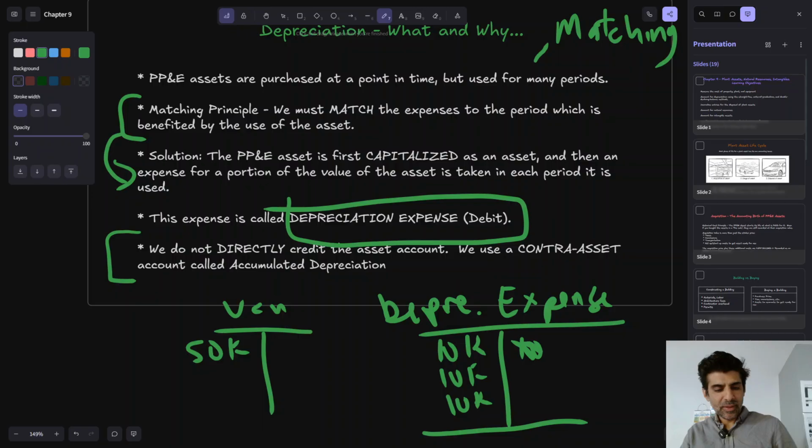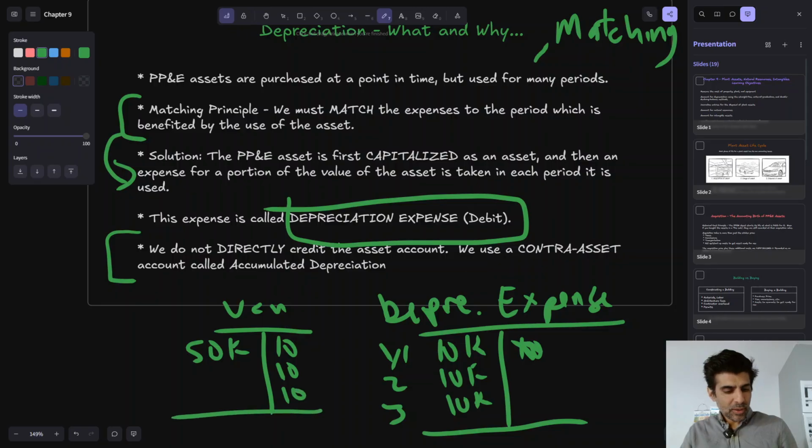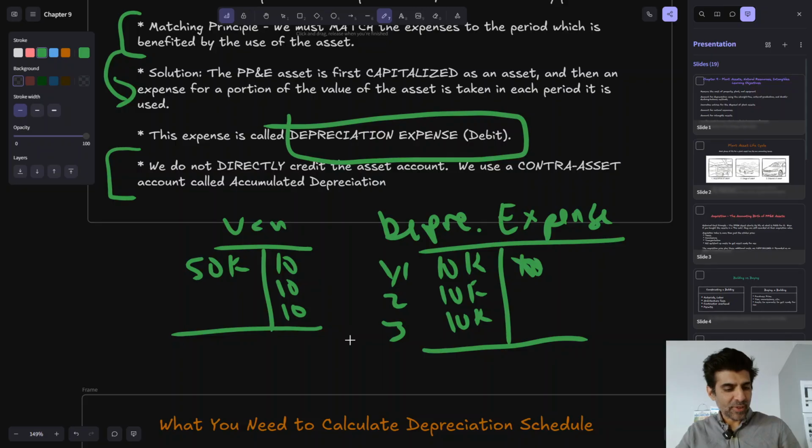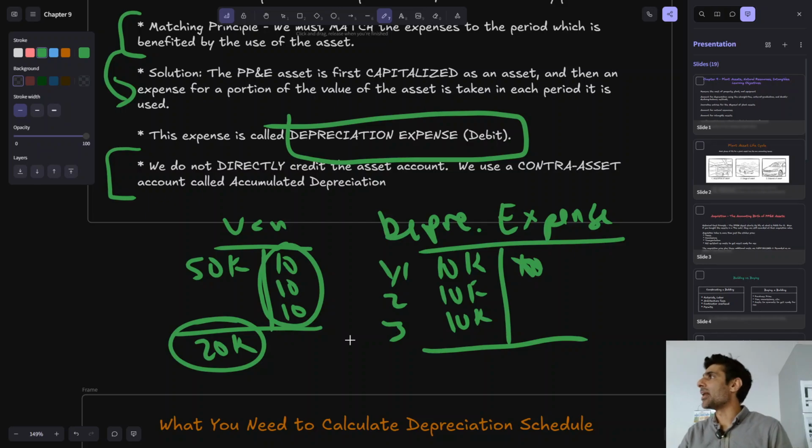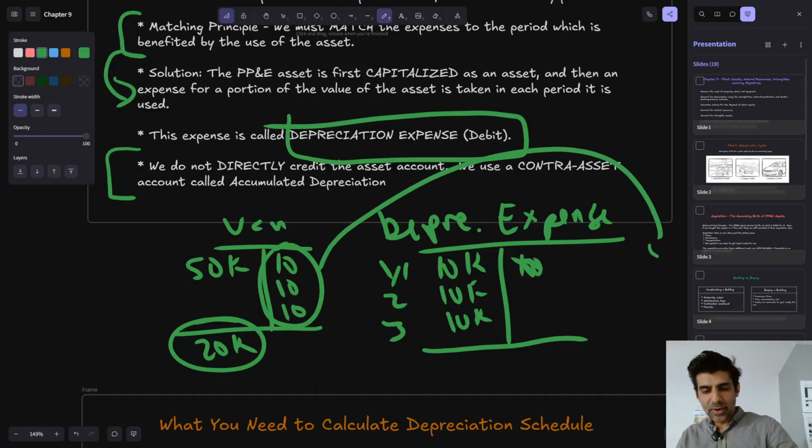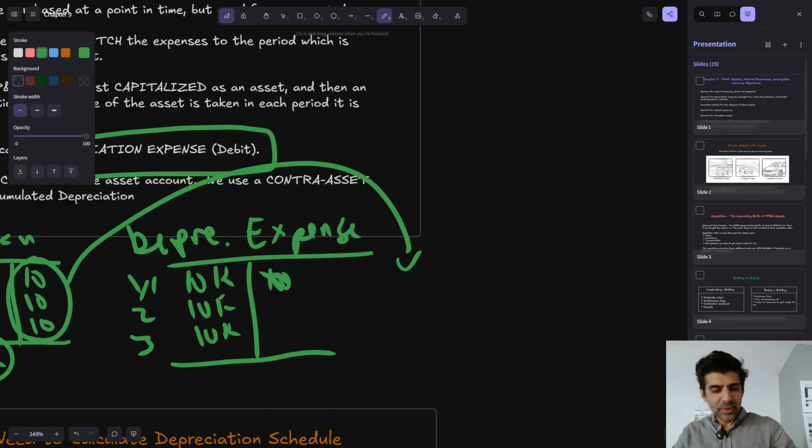So let's say after 3 years, this is year 1, 2, and 3, we could do this, okay? And on our balance sheet, show the asset worth 20K, right? Everyone agree? We want the van to show up as 20K, right? But we don't directly credit van. What do we use instead? What was the account called? Accumulated depreciation, van, okay? So we move this to another contra asset account called accumulated depreciation.